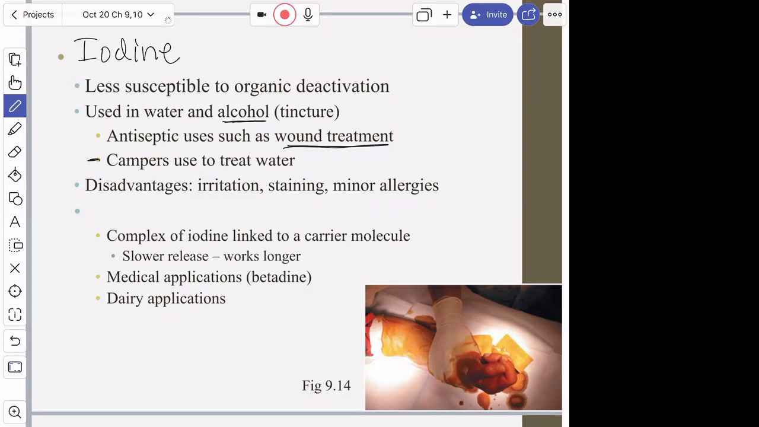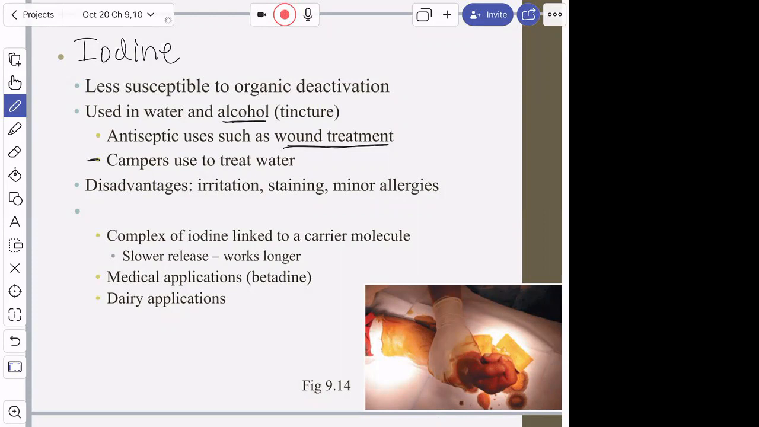Unfortunately, the iodine is not good at killing some of the protozoa that might be in the water. So it's better than nothing, but it's probably better to filter the water if you want to drink it. Like cryptosporidium cysts may survive the iodine treatment. It does make the water taste a little funky as well.